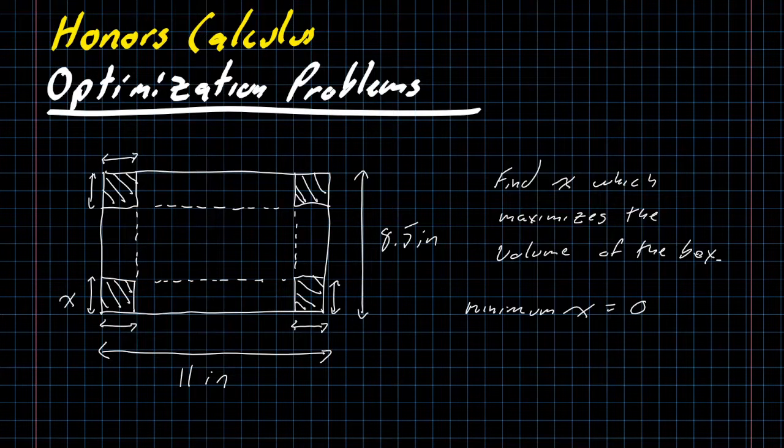Before I get into trying to set anything up, in order to make sure that I understand the situation, one of the things that I like to do is think about what is the range of plausible values for x. Clearly, the minimum value of x is 0. If you cut nothing out, you get a flat sheet of paper. That's boring. We need to have x bigger than 0.